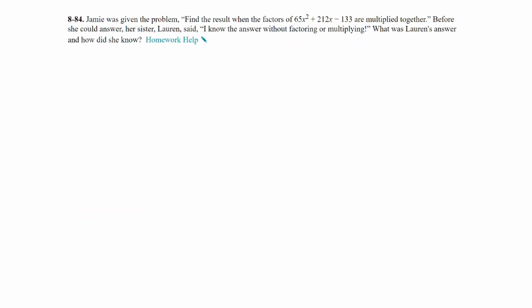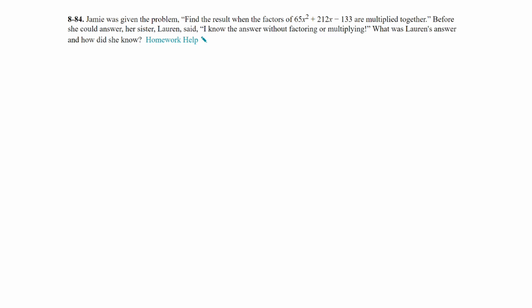Question 84. Jamie was given the problem. Find the result when the factors of 65x squared plus 212x minus 133 are multiplied together. Before she could answer, her sister Lauren said, I know the answer without factoring or multiplying. What was Lauren's answer and how did she know?